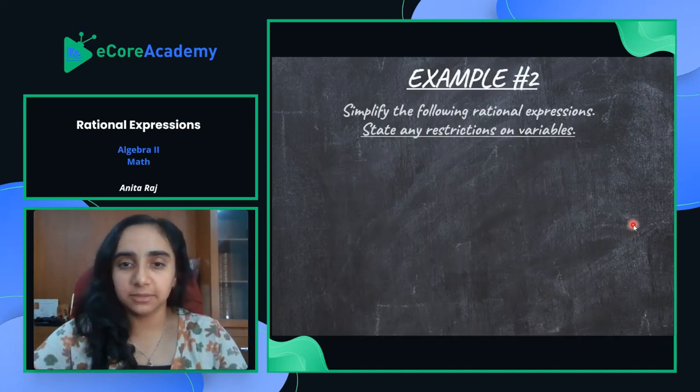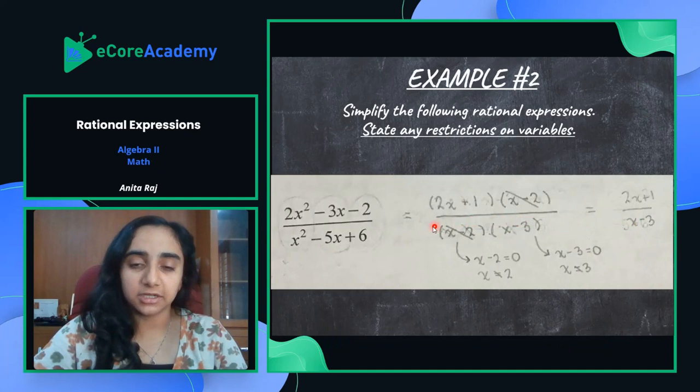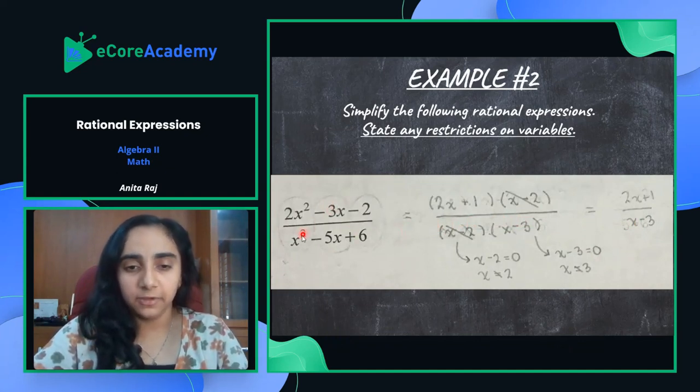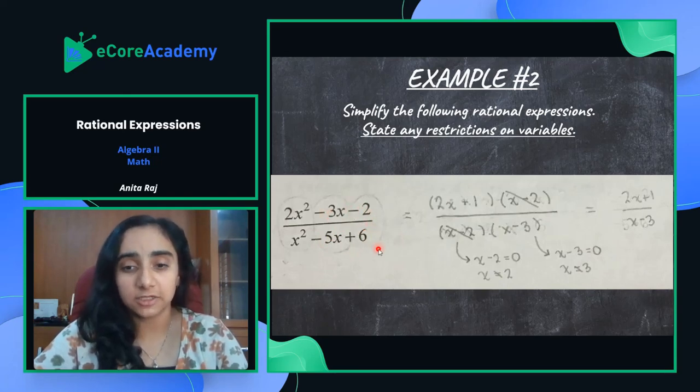Okay, so let's move on to example number 2. We're going to simplify the following rational expression. We also want to state any restrictions on variables. And here we're actually given a more complicated looking polynomial. At the top, we have 2x squared minus 3x minus 2 over x squared minus 5x plus 6. As you can see, these are not separated by a multiplication sign, so we're going to have to actually factor these. We can't do what we did in the last problem.